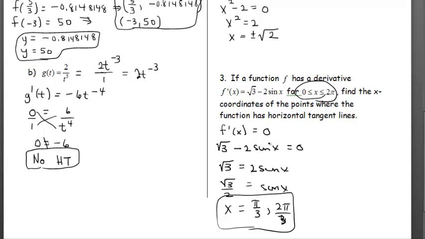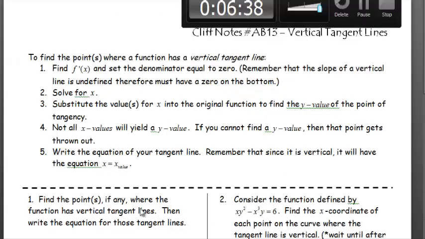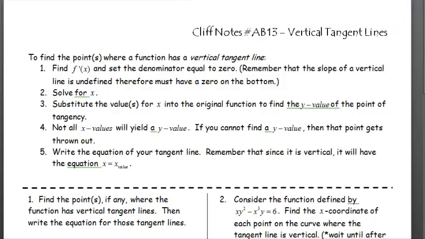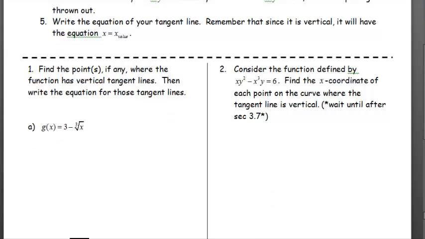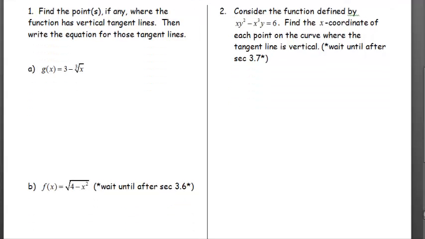All right, let's look at note card number 13. So for this one, we're looking for locations of vertical tangents. Vertical tangents have a 0 in the denominator of the derivative. All right, so same process here. Find the points where the function has vertical tangent lines, then write the equations for those tangent lines. Now let's find the derivative and set it equal to an undefined situation.